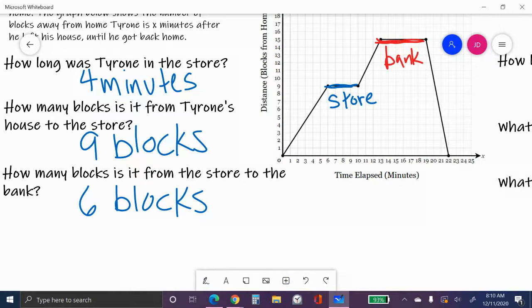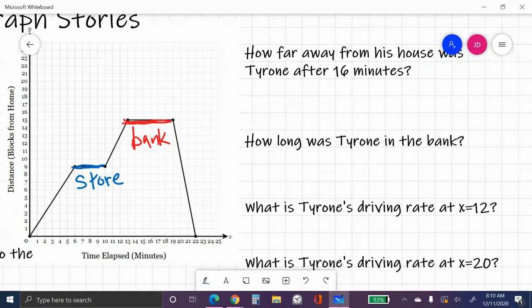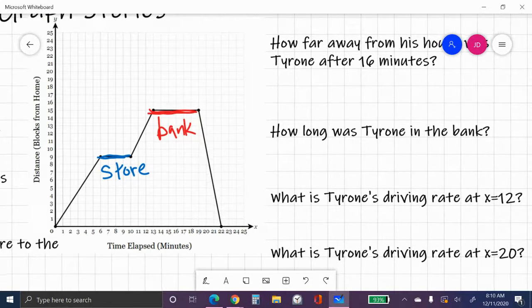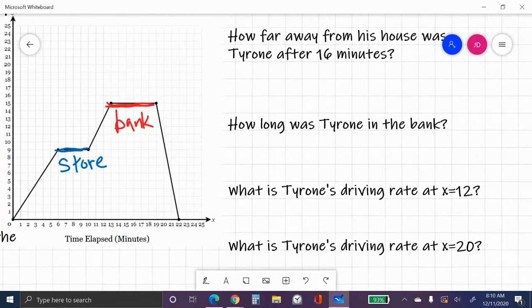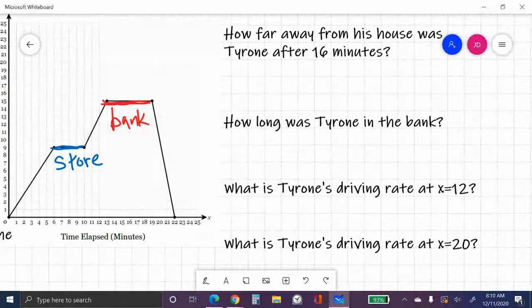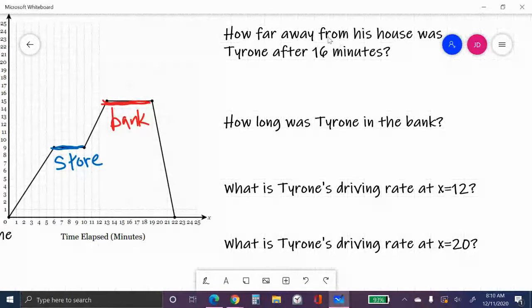All right, next question. I'm going to have to switch it around a little bit. How far away from his house was Tyrone after 16 minutes? After 16 minutes, you go down to 16 and then look up. This is when he was at the bank. So at 16 minutes, he was at the bank. The bank is 15 blocks away from home.